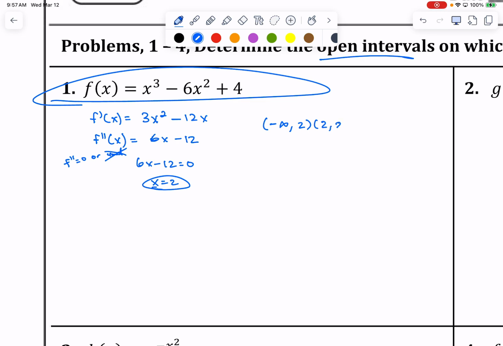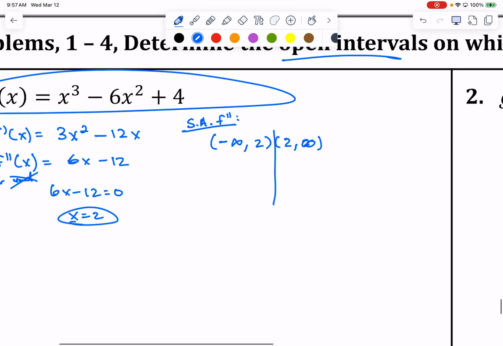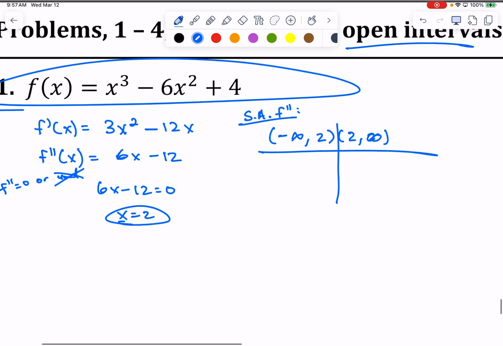This is a sign analysis for the second derivative. I'd label that on my big assignment. You can use SA to do it. All right, so sign analysis for the second derivative. You use the second derivative equation. It's not factored, but it's easy to test. It's a positive linear, so you know it's going to be negative, positive. Everybody realize it's a line going uphill. It has to be negative, positive. It has to be below, above. Like, I don't need a test value for this one.